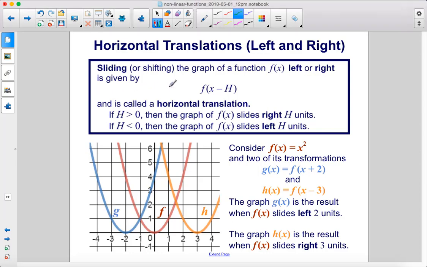Sliding or shifting the graph of a function f of x left or right is given by f of x minus h and is called a horizontal translation. If h is greater than 0, then the graph of f of x slides right h units. If h is less than 0, then the graph of f of x slides left h units.